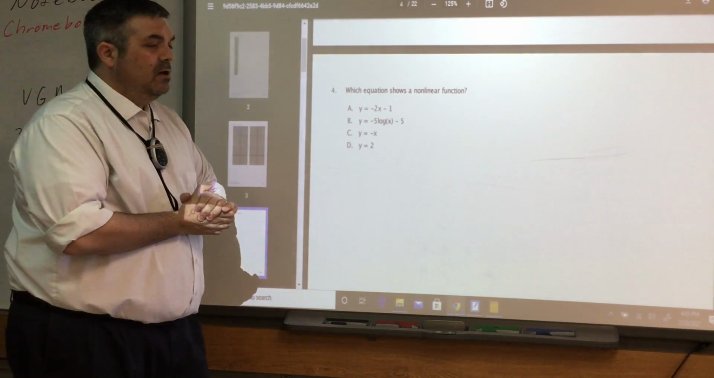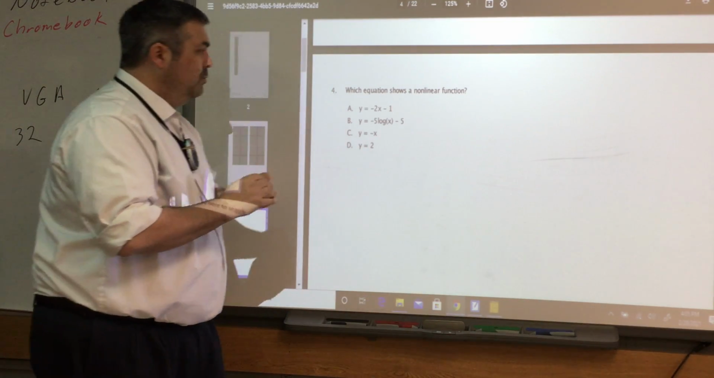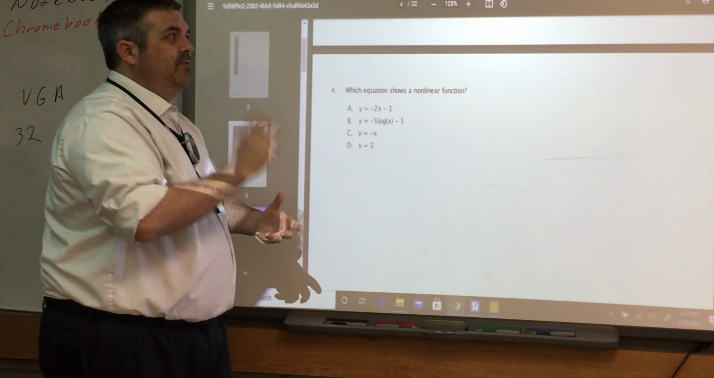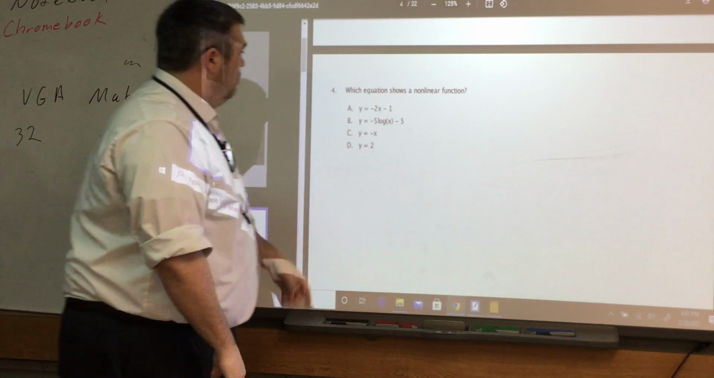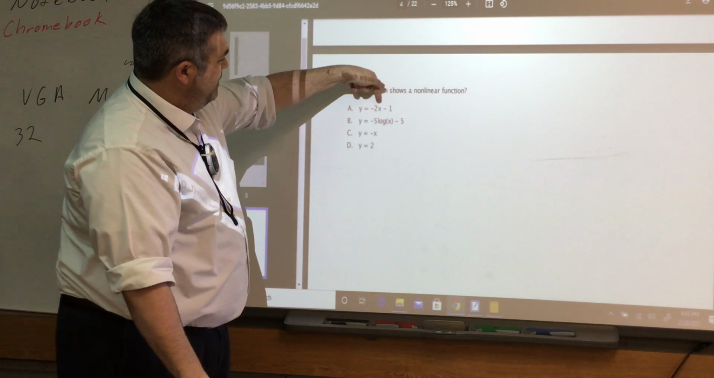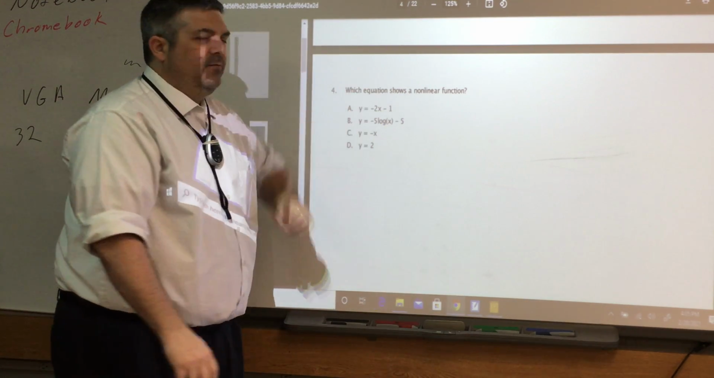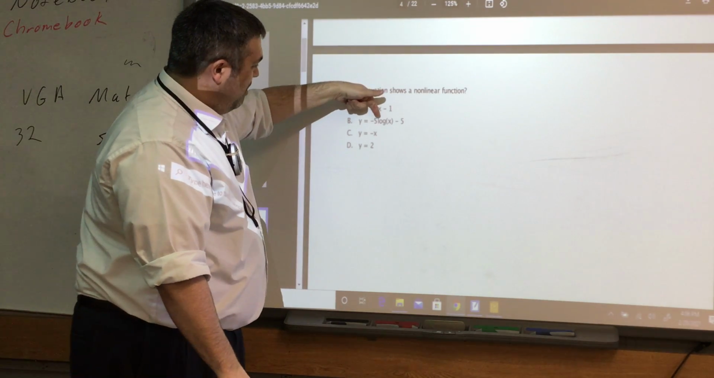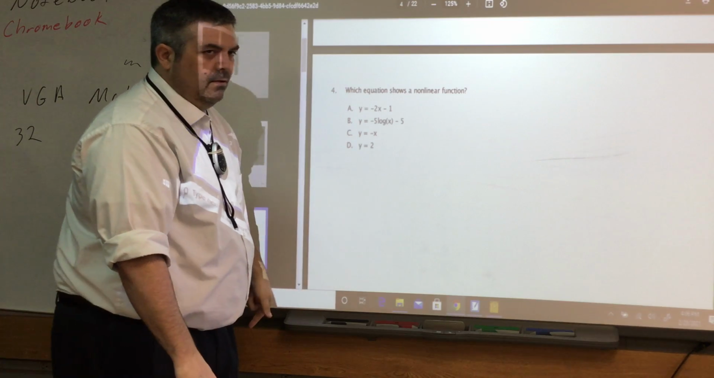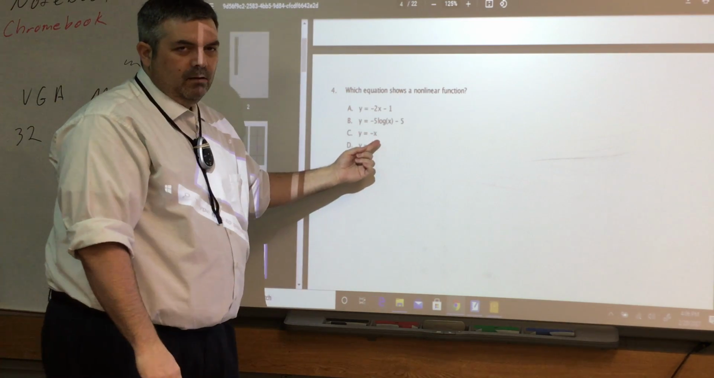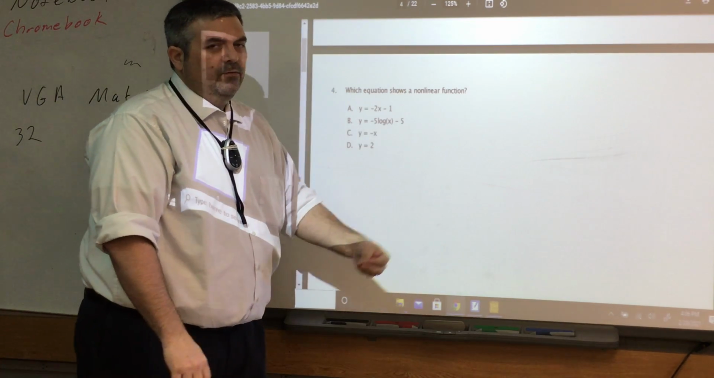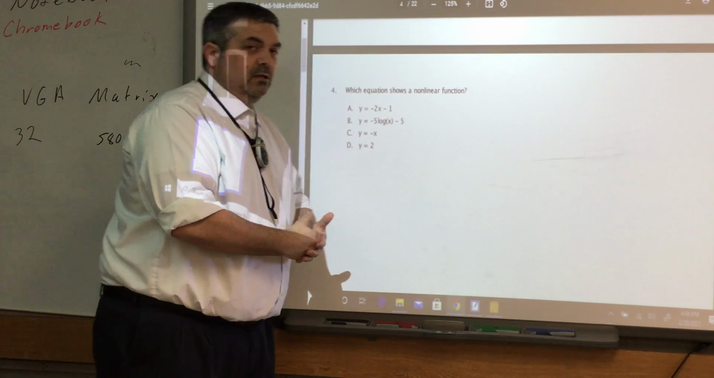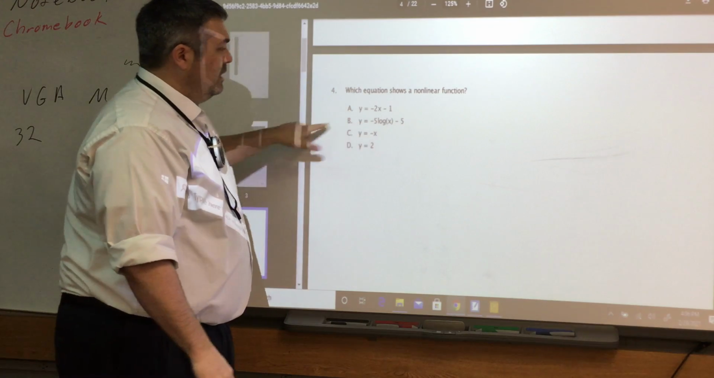All right, again with the equations. Which equation shows a nonlinear function? Which one does not fit slope-intercept form? Well, y equals mx plus b. A is a function. A is linear. Y equals -5 log x - 5. First off, we haven't even talked about logs. That should automatically give you a clue that that's not something we've dealt with. It's nonlinear. It's that one right there.